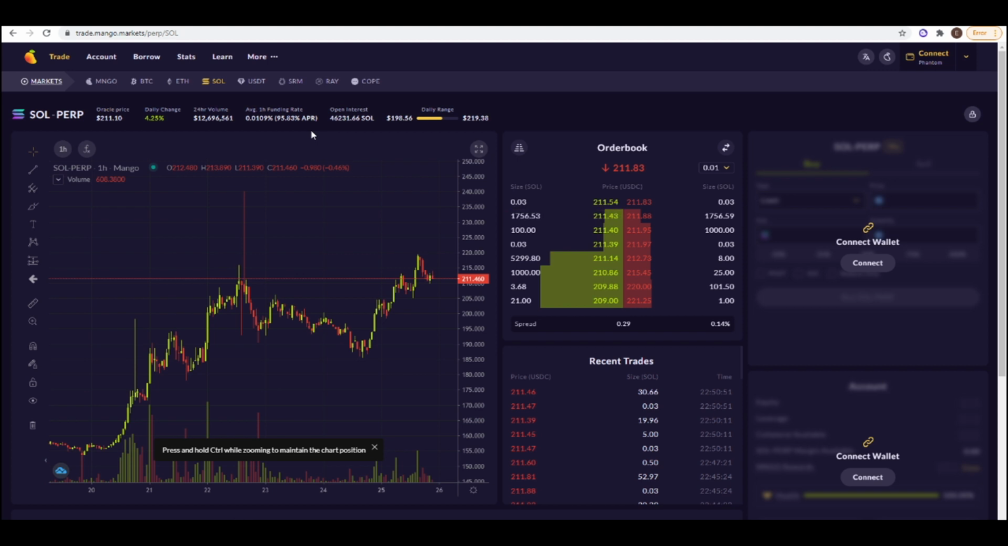And in that way, you create a delta neutral position, meaning that the price of Solana could go up, down, or sideways, doesn't matter. Your portfolio will stay the same value, but you will be generating 95% APR on whatever capital you dedicate to this trade.